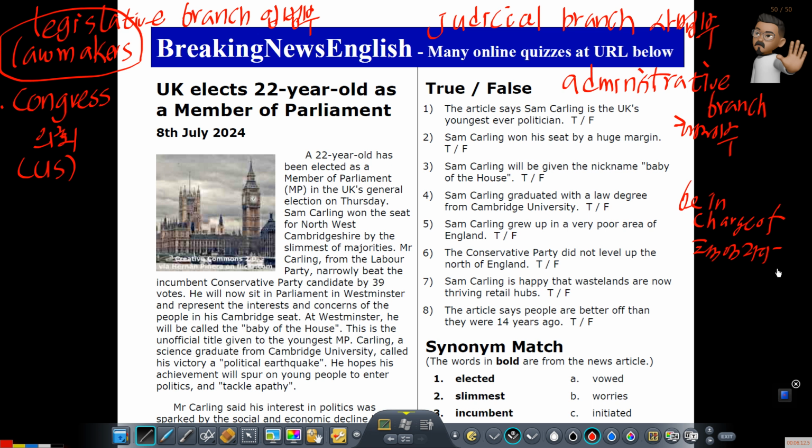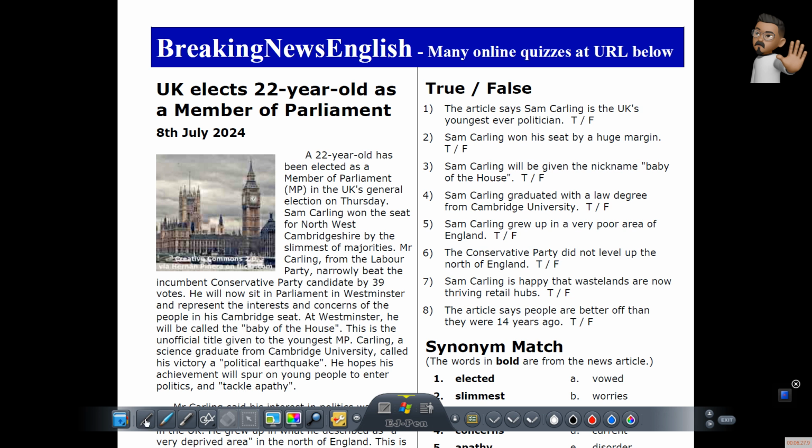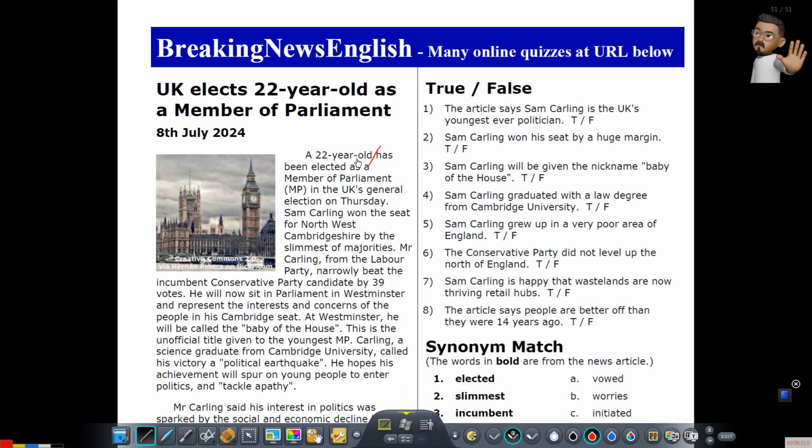Okay, so what is a parliament? That is UK Congress. American Congress, no, it's a UK Congress. So 의회. All right, so let's read together, everybody. 22-year-old has been elected as, didn't I tell you guys read together? Member of Parliament in the UK's general election on Thursday. What is a general election? It's a 총선. Who do you pick? Who do you elect? You elect congressman. Right? What is a congressman? 국회의원.